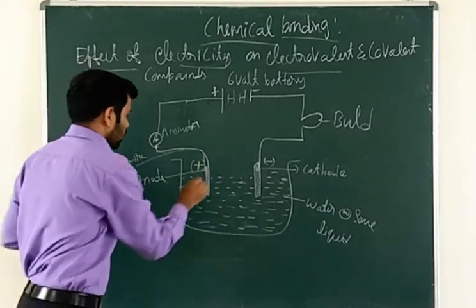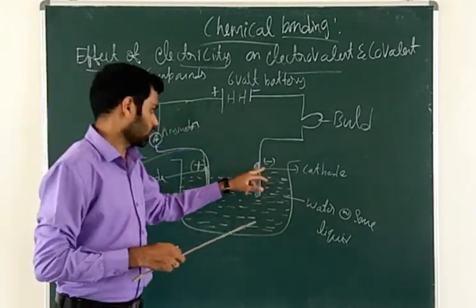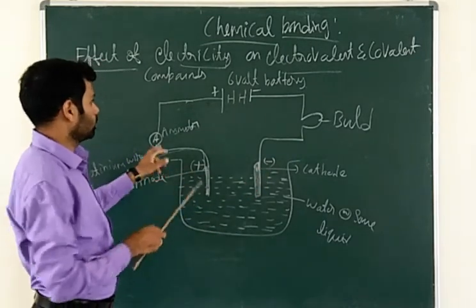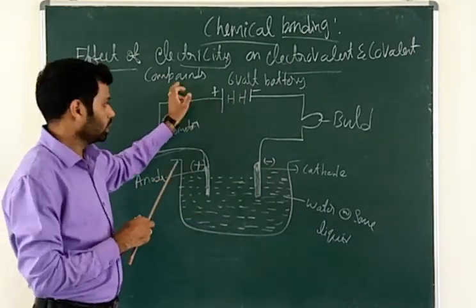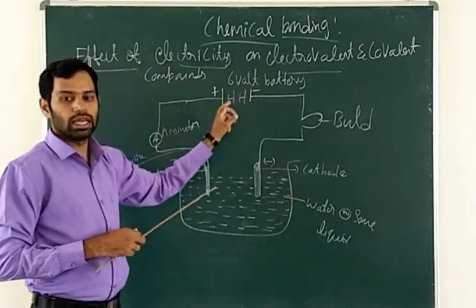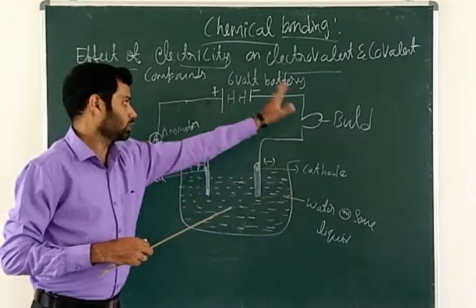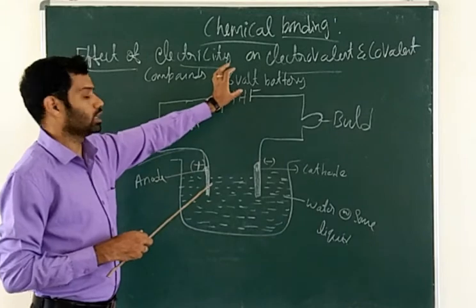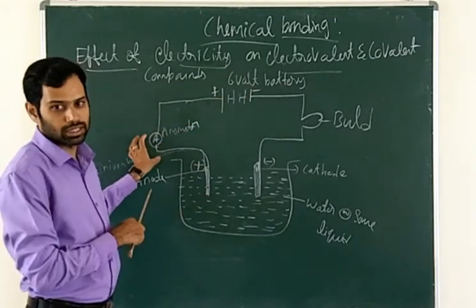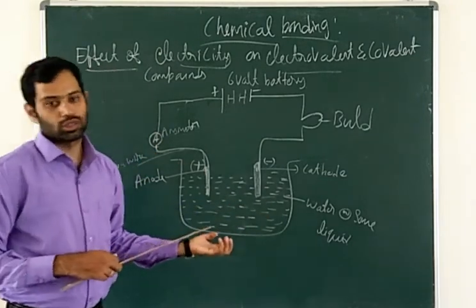One end is connected to the anode, and the other end is connected to the cathode. These platinum wires are connected to the positive end on this side, and the other from this side. The anode is connected to the positive end, and the cathode is connected to the negative end. We are using a 6-volt battery here to show the current reading. The ammeter is there, and the water solution.